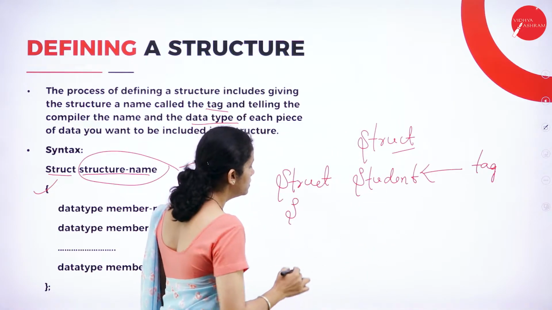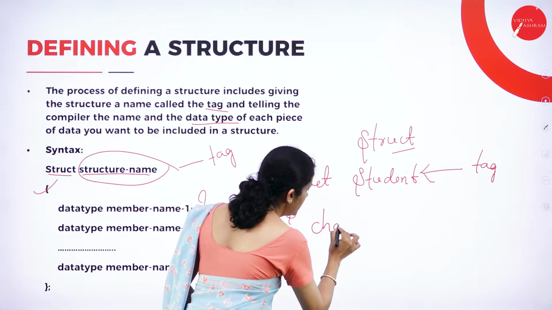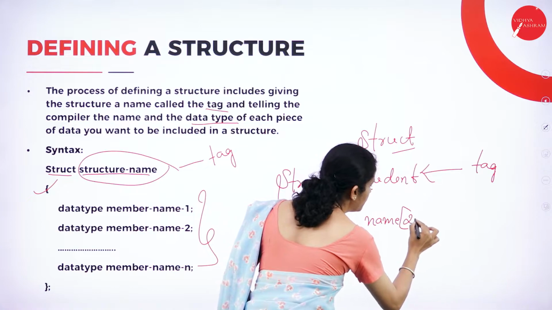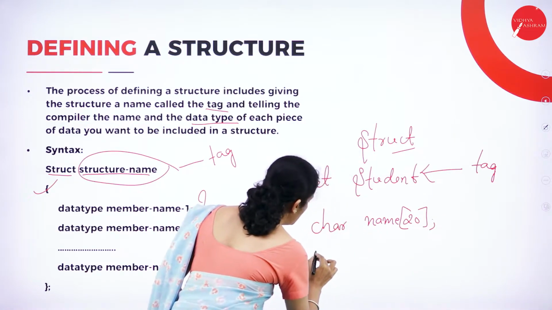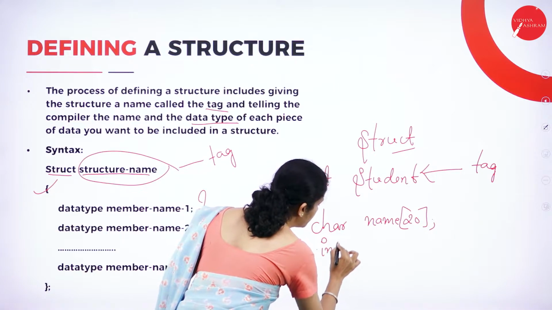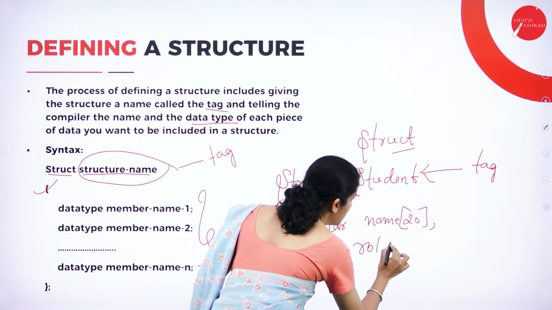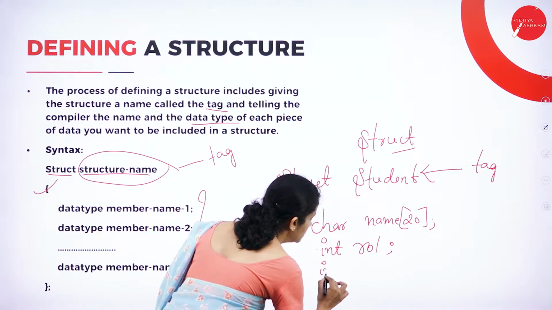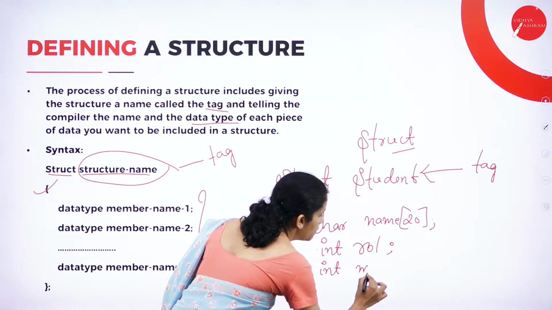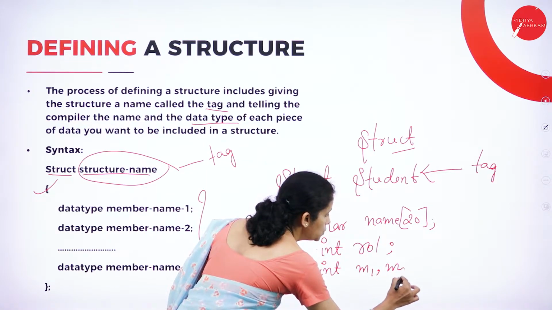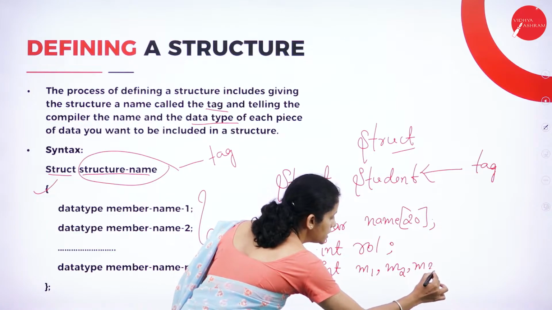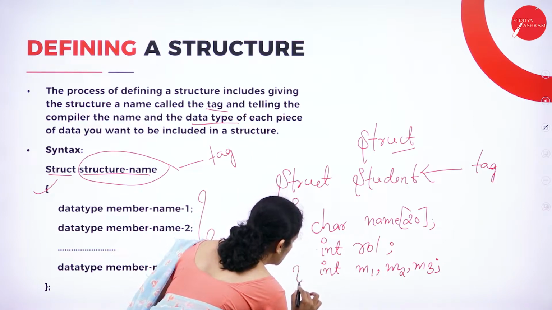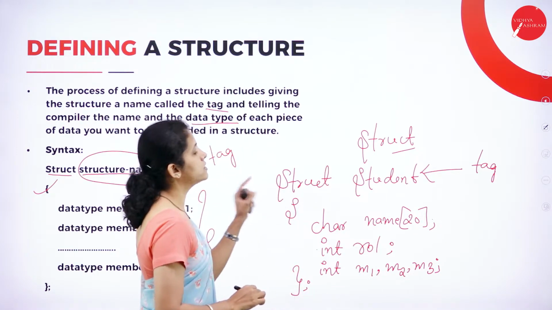Inside that I'm going to define name, which is of type character. Now I'm going to define roll number, and it's of type integer, and I'm going to consider integer mark 1, mark 2 and mark 3. That means I'm going to consider 3 subject marks, and I'm going to close the structure.